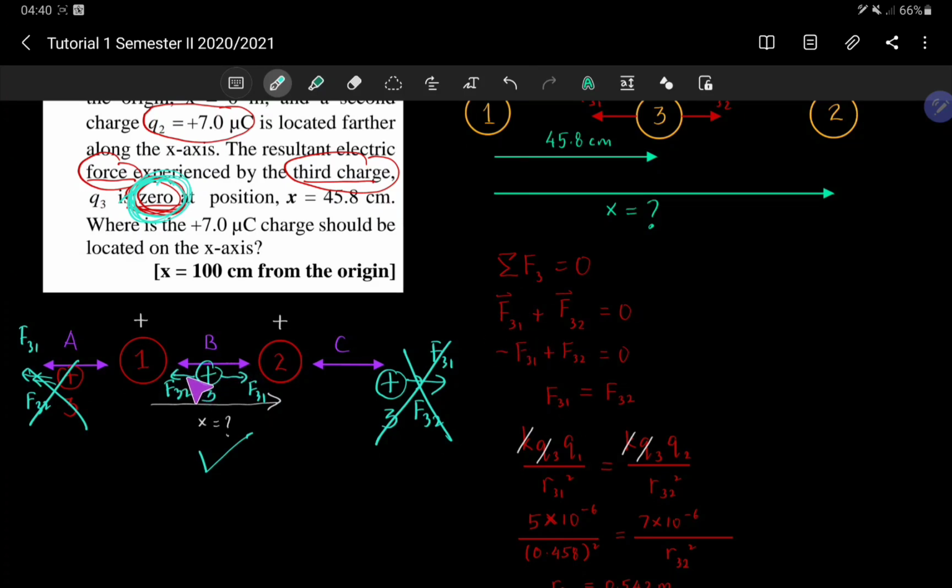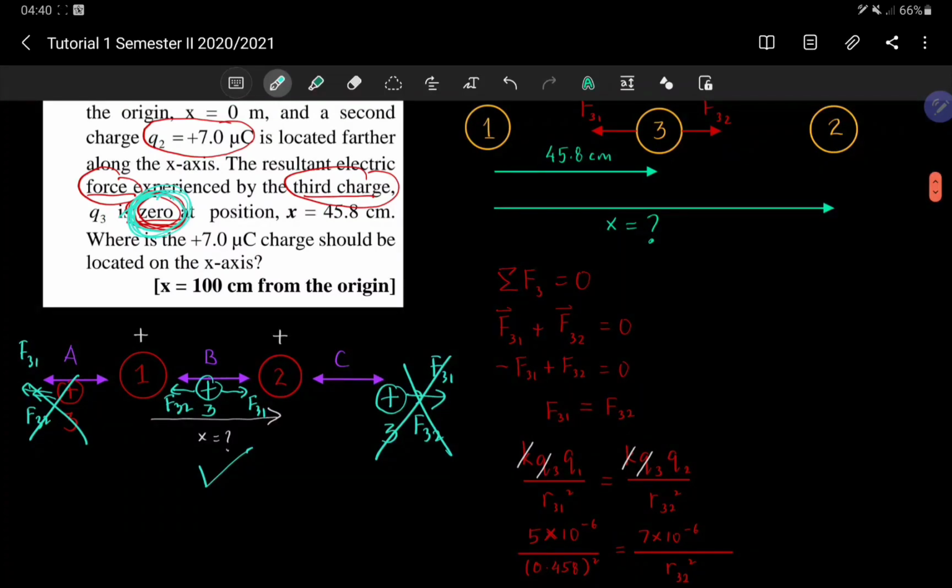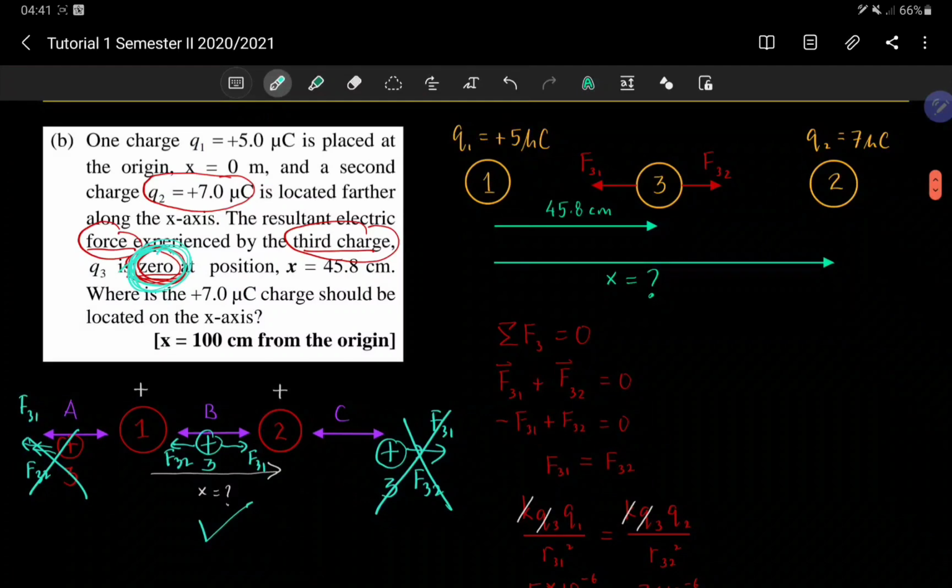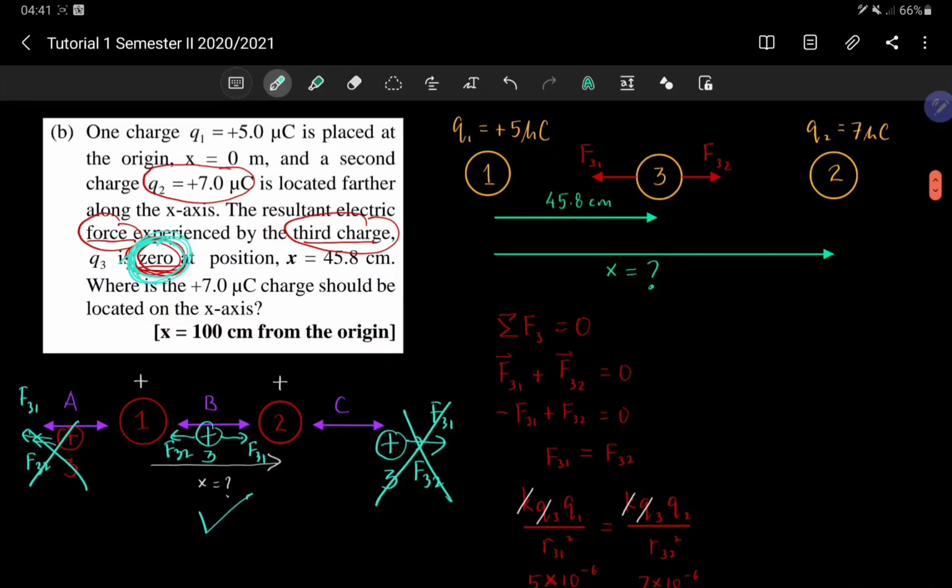So F31 is directed to the left. Wait, I think we got something wrong here. The label is wrong. I suppose this is F32, and this is F31. Sorry. Because according to our assumption, the charge is positive, we just take a positive test charge. So F32 is directed to the left and F31 is directed to the right.